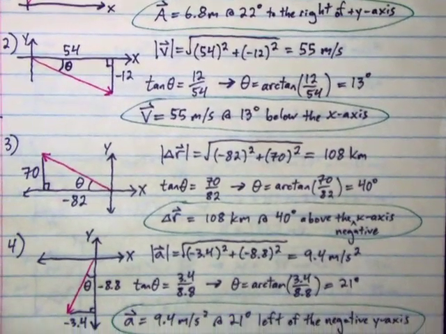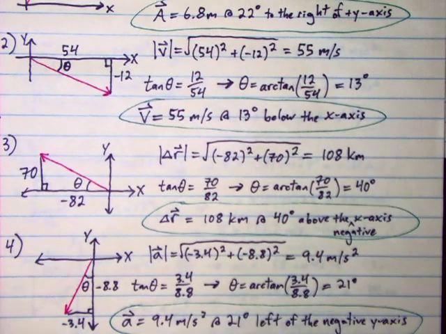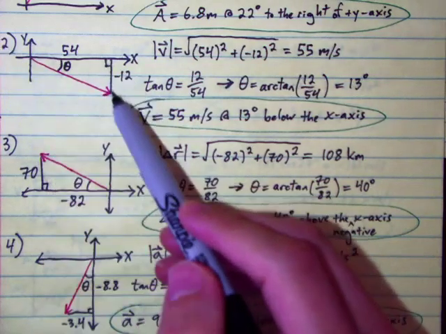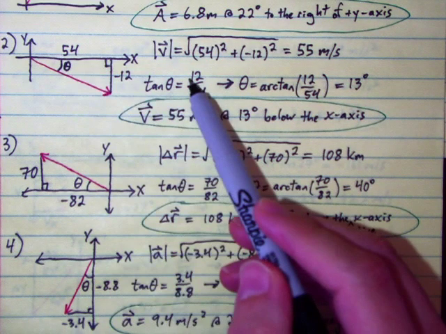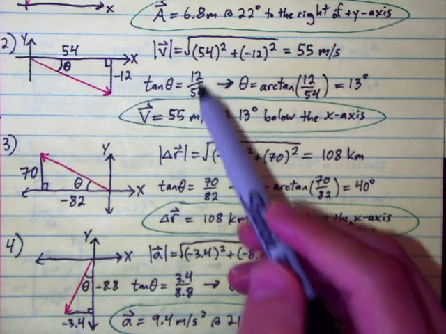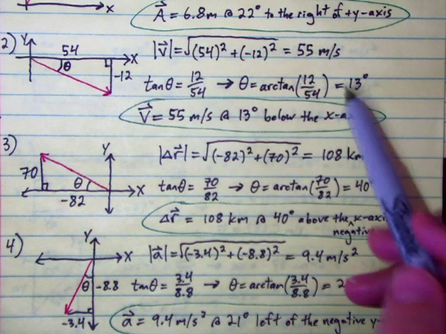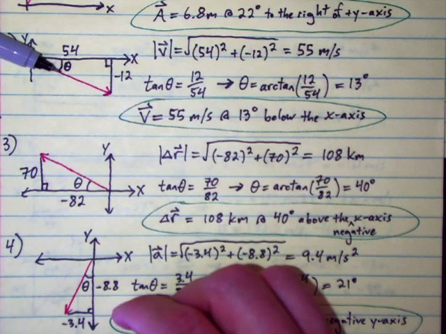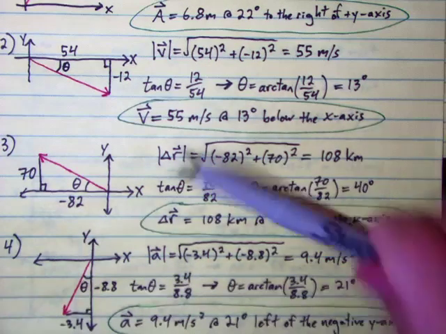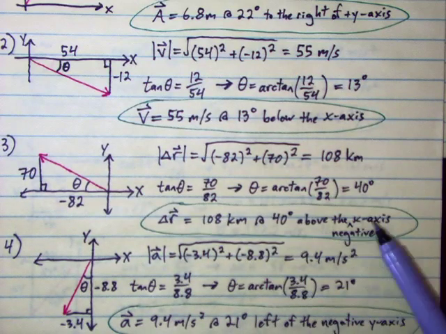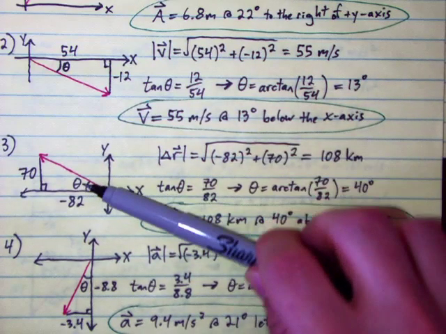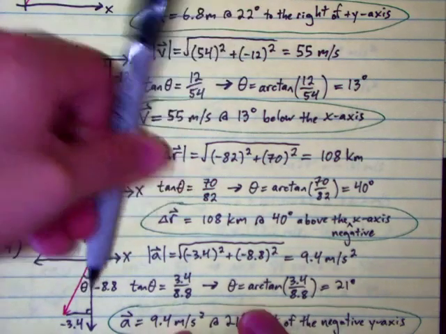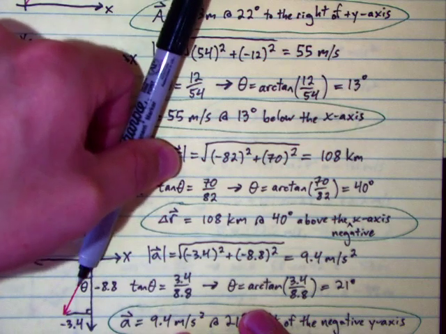Let me point out a few things. Notice that when you have a negative component here in number 2, when you take the tangent of that angle, you don't have to include the negative on that component. In this ratio, you don't need the negatives to figure out the value of that angle. But you do need to know how to describe that angle. This is going to be below the x-axis. This angle here is above the negative x-axis. That's the negative x-axis. We're above the negative x-axis. Here, this angle is to the left of the negative y-axis. That's negative y. We're to the left of that.